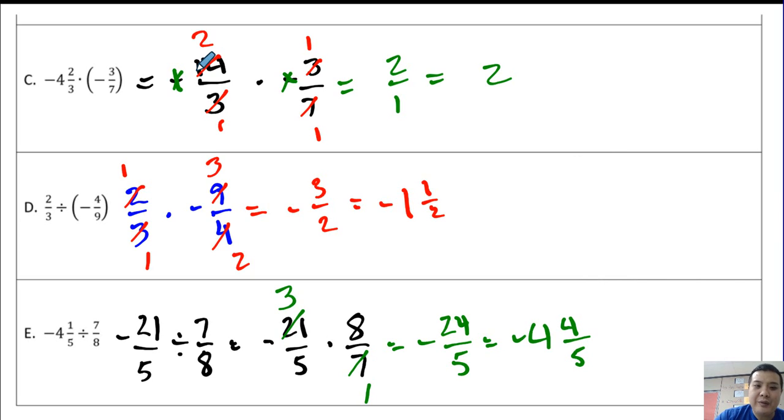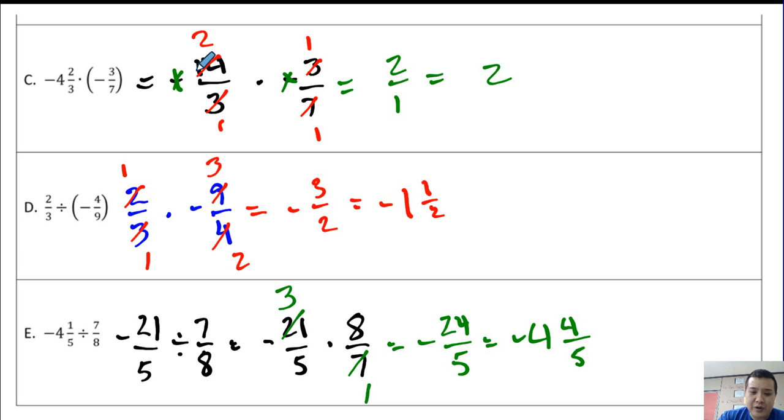For D, again, we could have cross-canceled in 2 ways. Right here, 2 goes into 2 twice, 2 goes into 4 twice. 2 goes into 2 once, excuse me. And then 3 goes into 3 once, and 3 goes into 3 once. And our answer is going to be negative because we only have one negative, making it negative 3 over 2, which equals negative 1.5. And finally, we have keep, change, flip with this division problem right here.